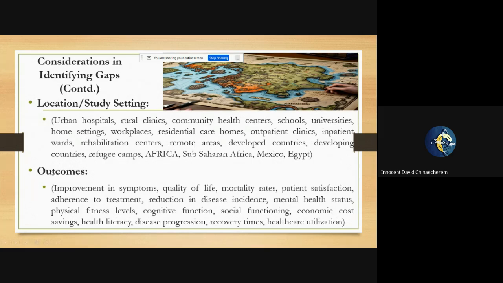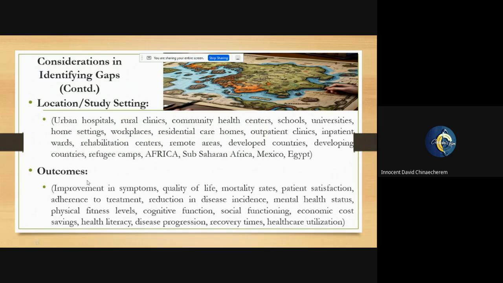So it could also be based on your outcomes. Maybe you want to do your PhD and you have a certain topic in mind, but it hasn't really addressed mortality rates, maybe. Or maybe you want something that is looking at patient satisfaction, adherence to treatment, or reduction in disease, whatever.